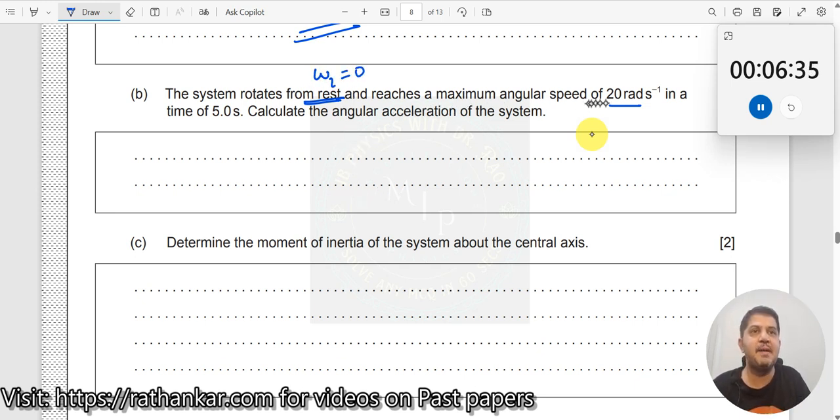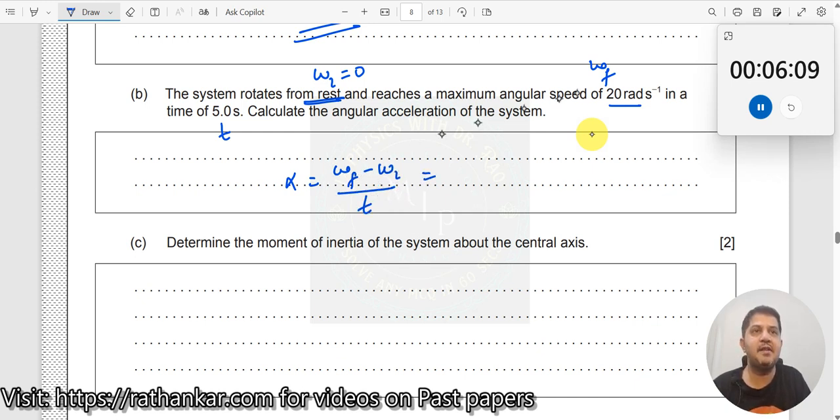It reaches a maximum angular velocity of 20 radians per second. Omega F is given to you, and a time t is given here. If u, v and t are given, what will you find out? You will find out the acceleration. Here omega I, omega F, and t are given, so what will you find out? Angular acceleration.